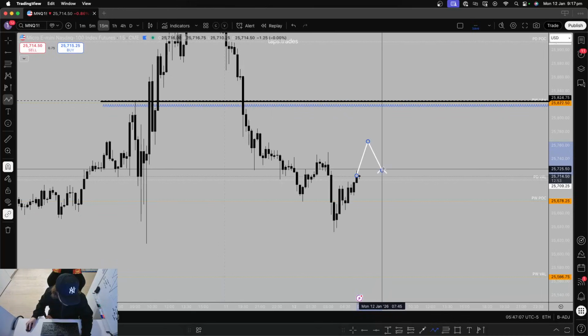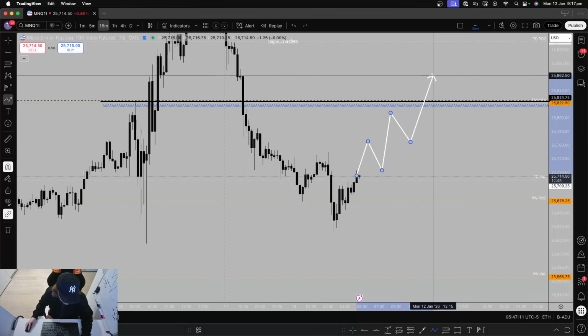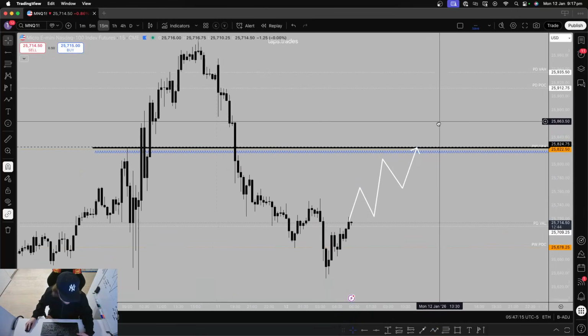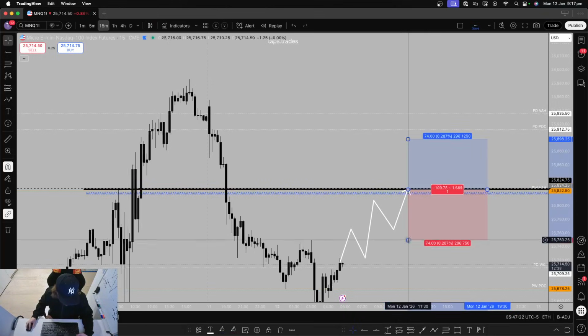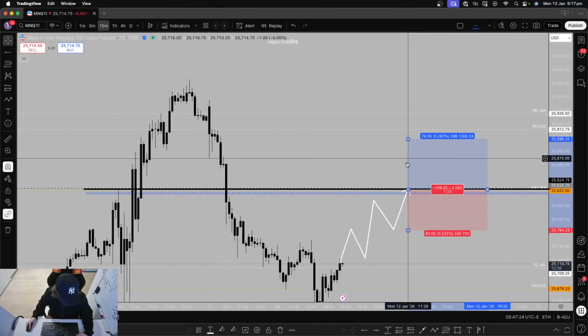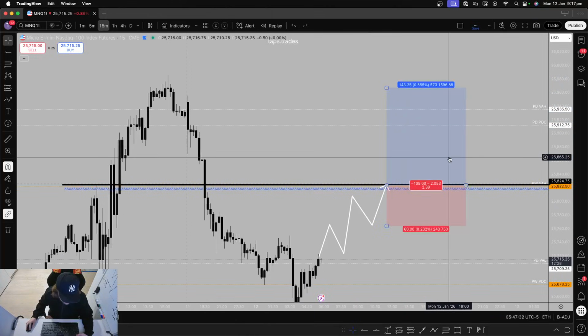So ideally what I'd like to see is price break above here, pull back, then continue to make higher highs and higher lows, or some sort of formation like that, before then breaking above this level here, at which point I will set a trade on, and I'd put my stop loss below the swing low, and I would take profits at that higher high point that we addressed on the higher time frame.